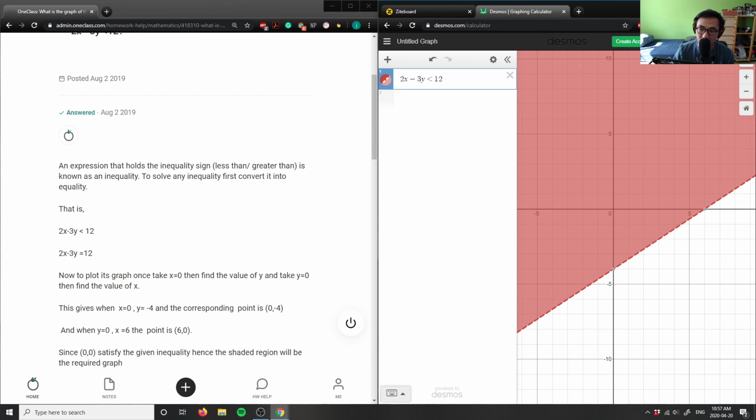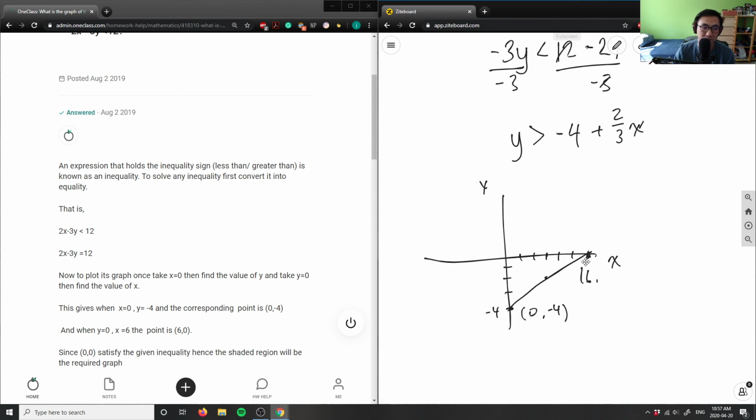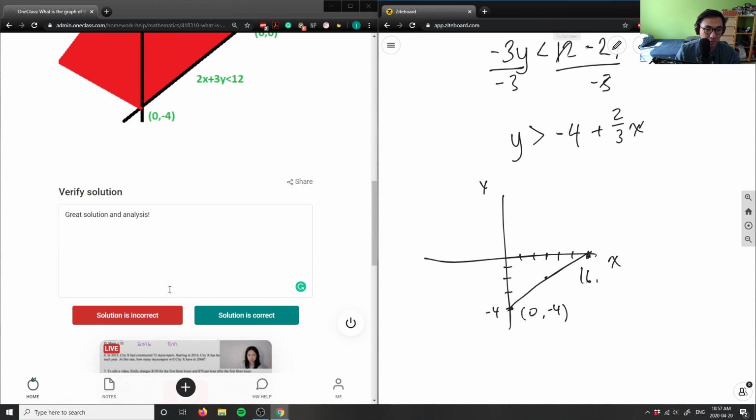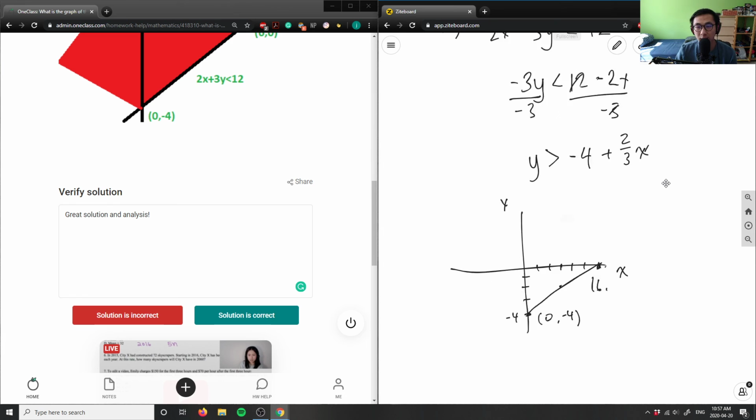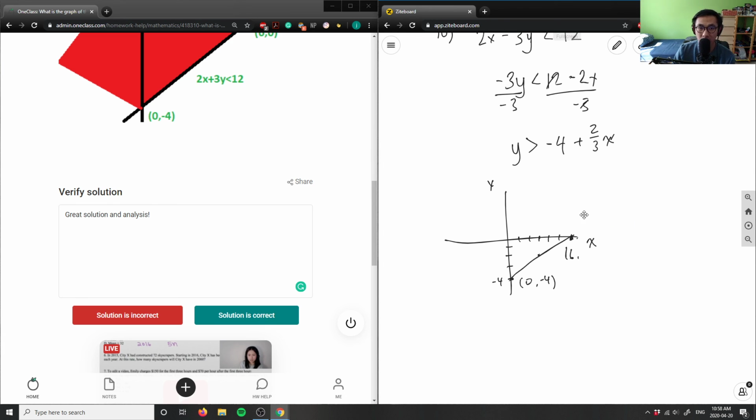So it keeps going like this, and it can't go above because it has to be less than 12 here. It does not exist in terms of the bottom region here. So I graphed my line like so. This here is the correct answer. So great solution analysis. I've answered 10 problems in the span of an hour, which I'm happy for. That was the goal for today.